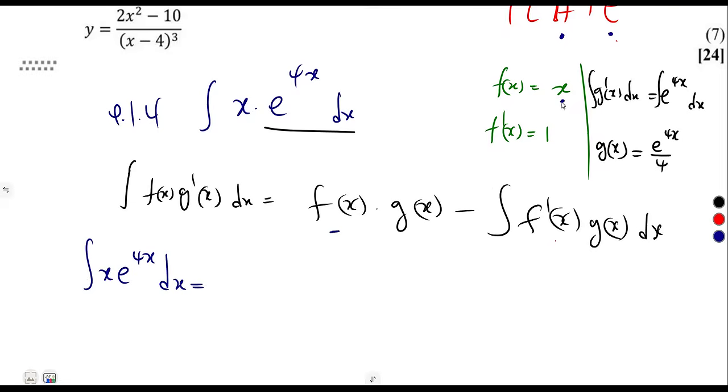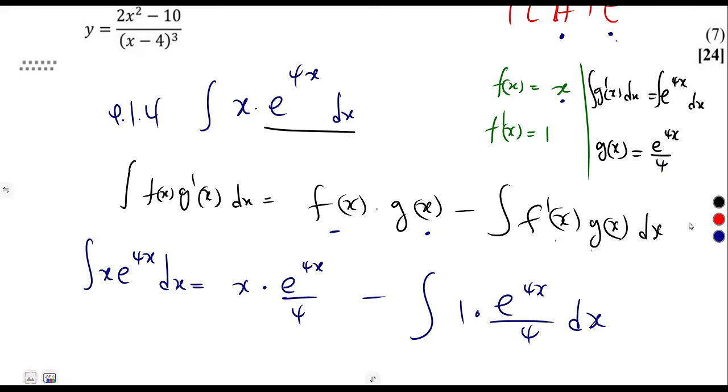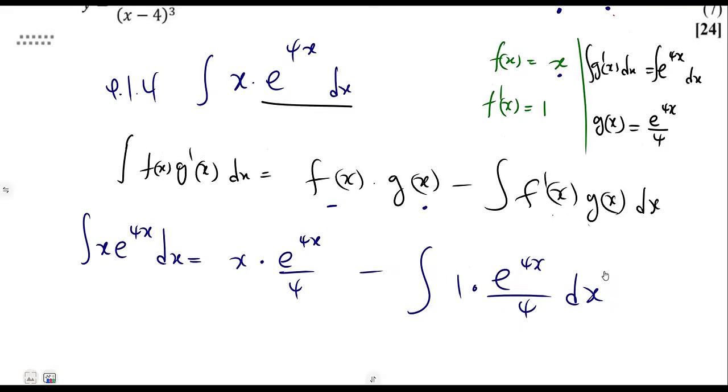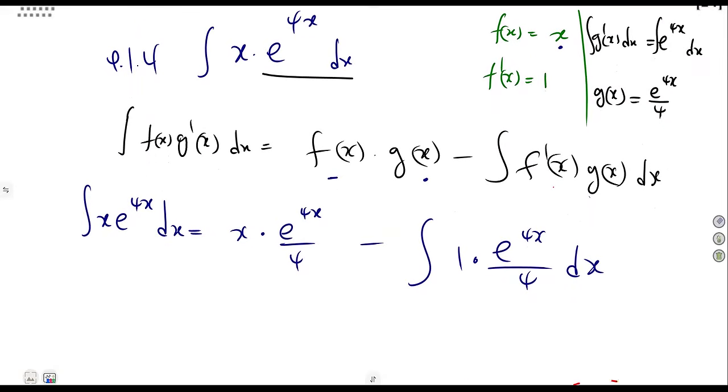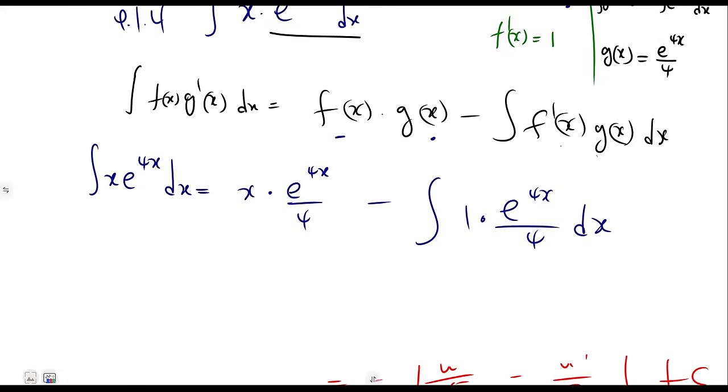f of x, which is x, times our g of x, which is e to the exponent of 4x over 4, minus the integral of f prime. Our f prime x is 1 times g of x, which is e to the exponent of this. You integrate. That's it. So you're going to simply integrate, simplify and integrate. That's the case.